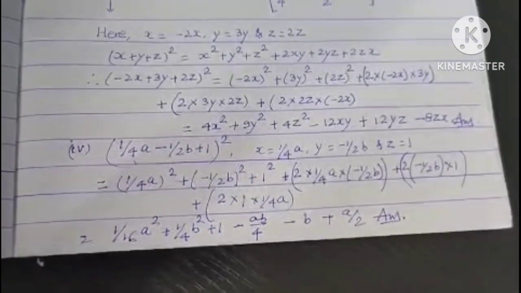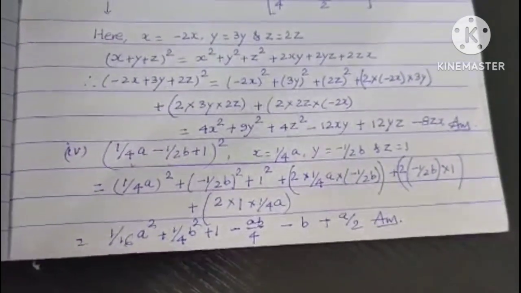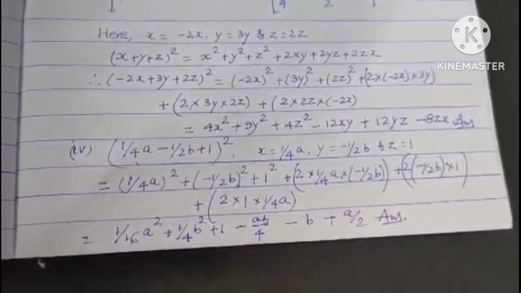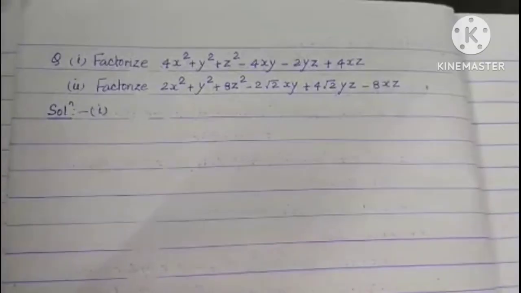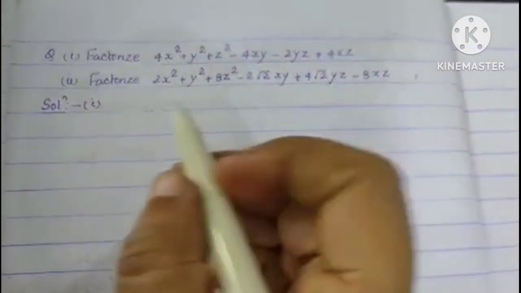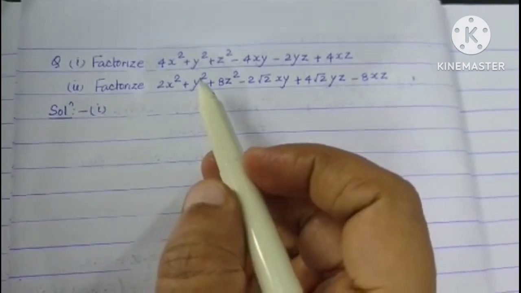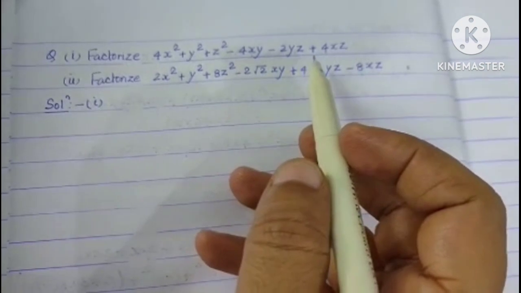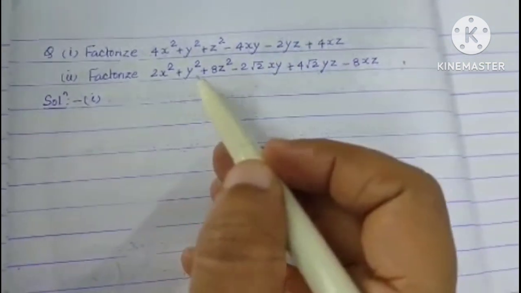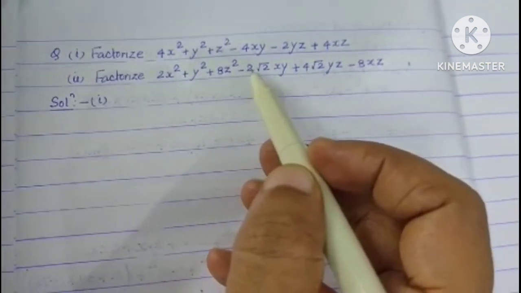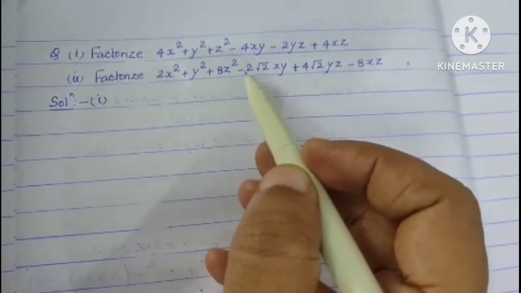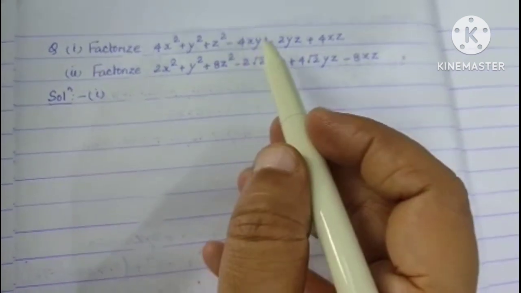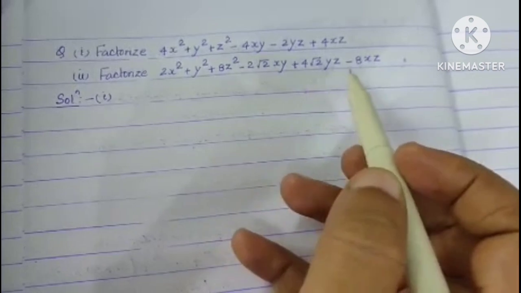Now let us move to a different type of question based on this formula. Okay. Now let us solve these two questions. Factorize 4x square plus y square plus z square minus 4xy minus 2yz plus 4xz. And the second one is also like this. The only difference is the sign, that is minus plus minus. Here it is minus minus plus, here it is minus plus and minus.